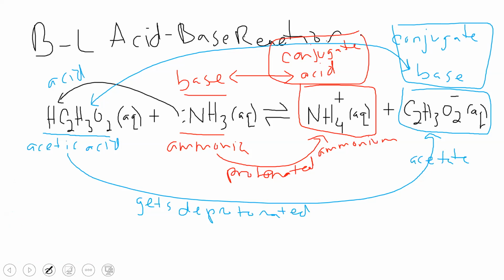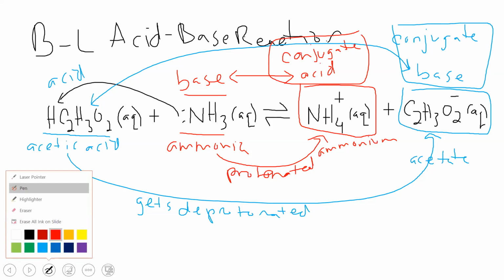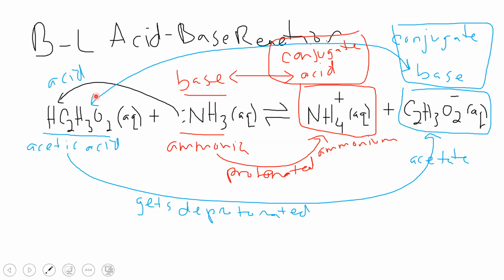And in these reactions, where you have the acid here, that acid is going to react with this base to form these products: the conjugate acid from the base and the conjugate base from the acid.